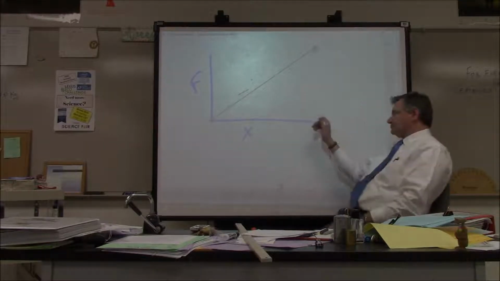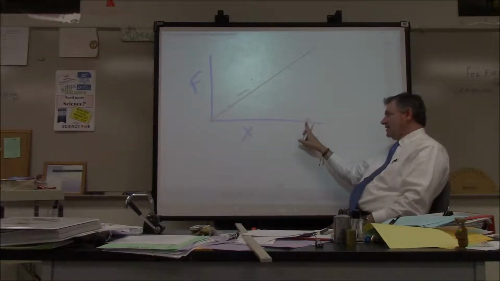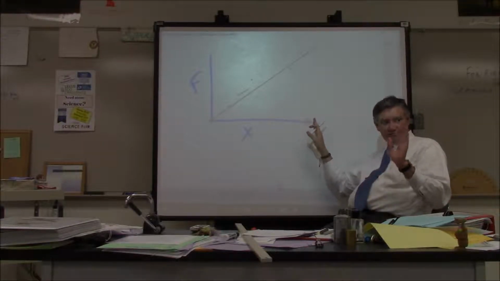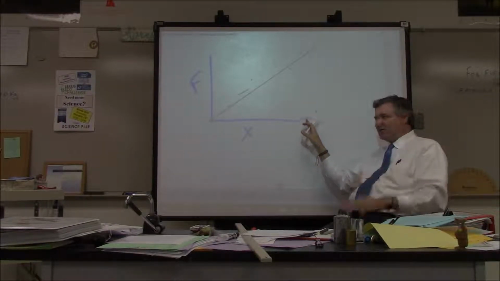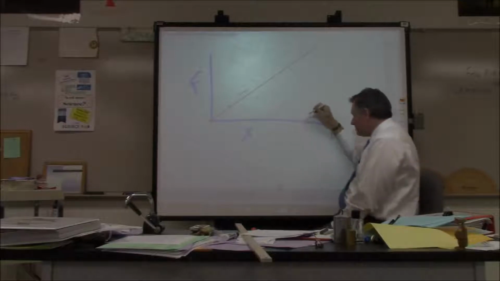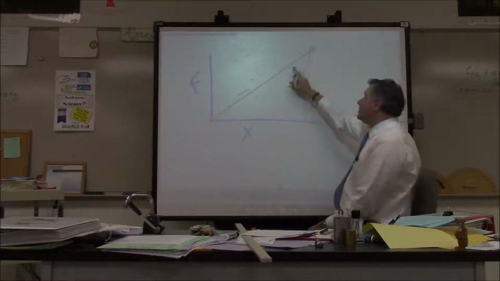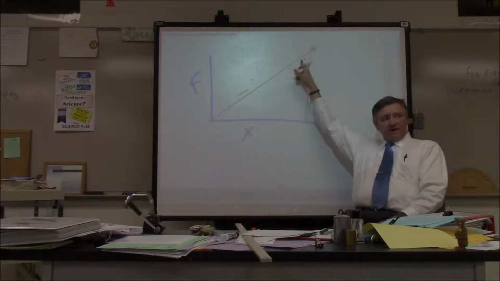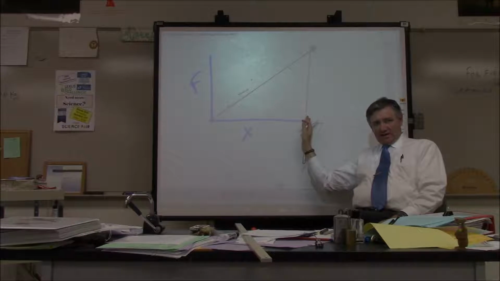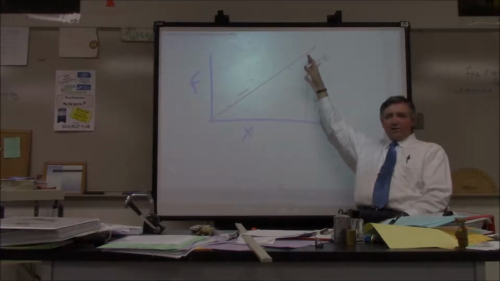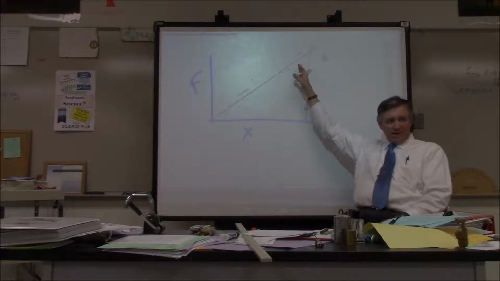Come over here and make a mark wherever that maximum elongation is, wherever that asterisk is. Find that point, and then draw a line straight up to where it intersects this line of best fit. Okay? So find your maximum elongation, go straight up, and figure out where it crosses the line of best fit.